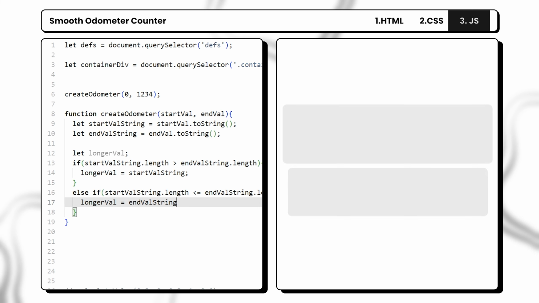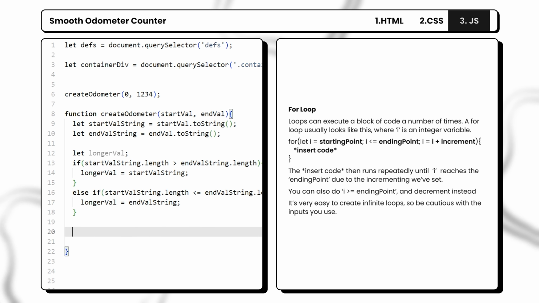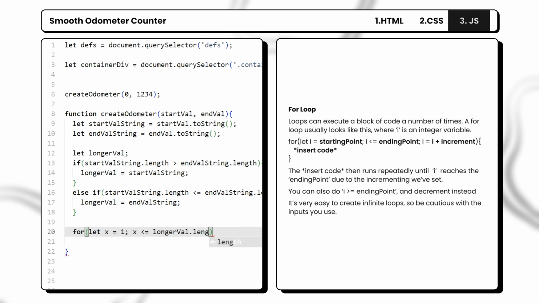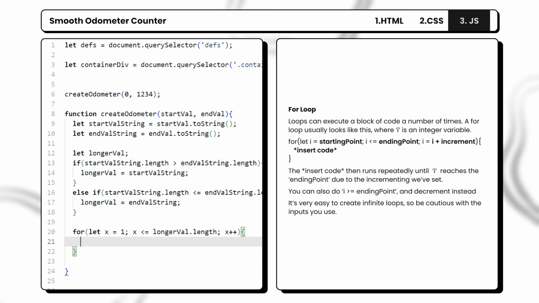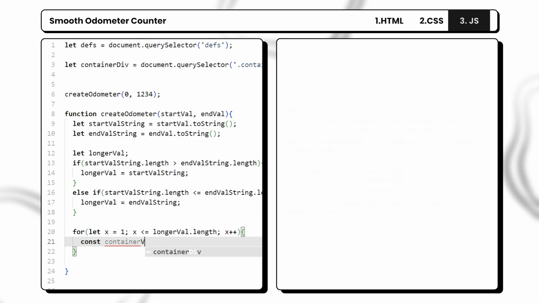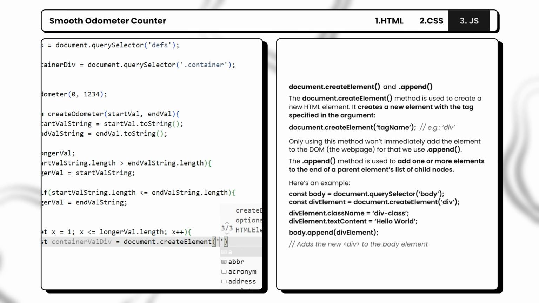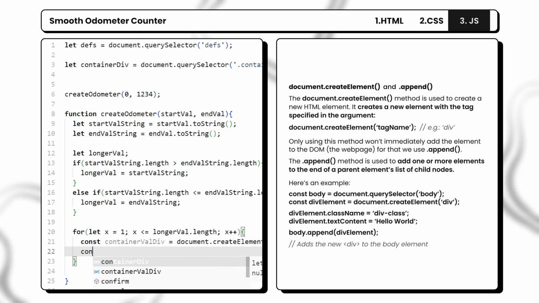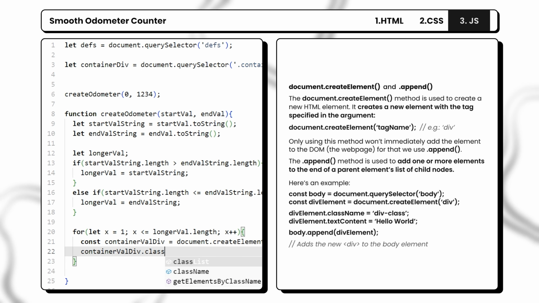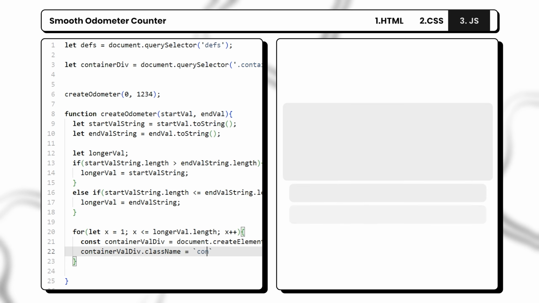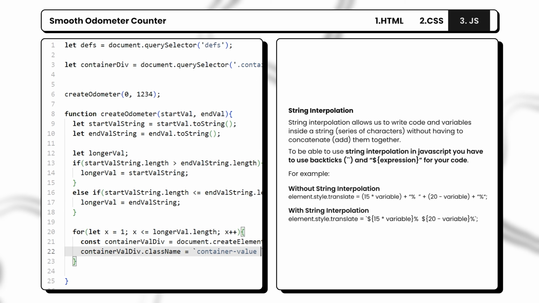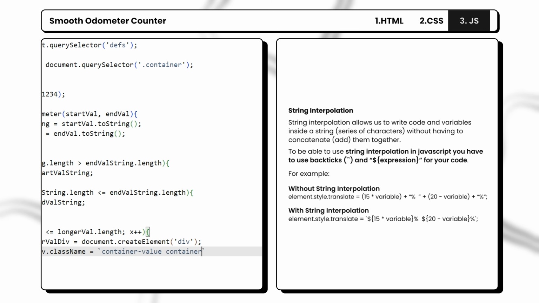Next, we create a for loop with our starting point being x is equal to 1, our ending point being the longer value length, so in our case 4 from the value 1, 2, 3, 4, and an increment of 1 for each loop. And inside the for loop, we will create a constant containerValDiv that will be assigned as a new div element, and then we will give containerValDiv two classes, container-value, and using string interpolation, container-value-${x}, with the variable x from our for loop, which will number the second class.